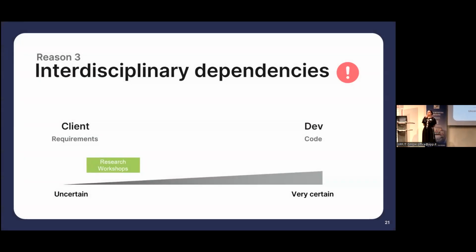So let's get to our reason number 3. And this one sounds more complicated than it is, really. Interdisciplinary dependencies. That's really where my language skills came out. So you remember this chart that we saw before with the uncertain, very certain. In the beginning, we do some research.